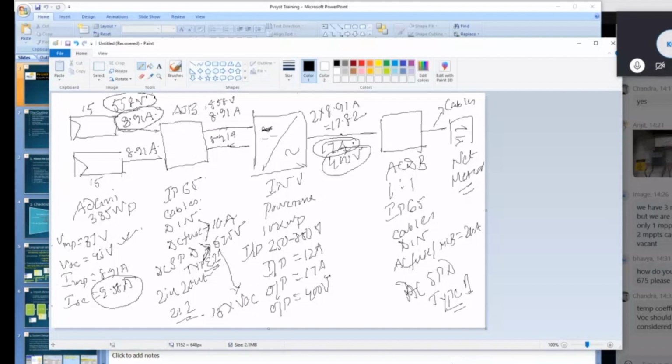Now we will come to the cable. In cables, what we need to check: till the inverter, the cable we need to select is a DC cable. DC cables are always one core. If you are talking about DC cables, just hold on, let me clear the below space. Arijit, can you please take the screenshot and share it in the group? Then we will be discussing the cables.